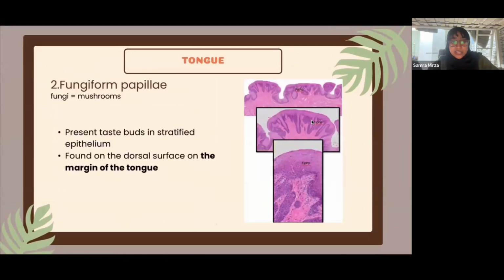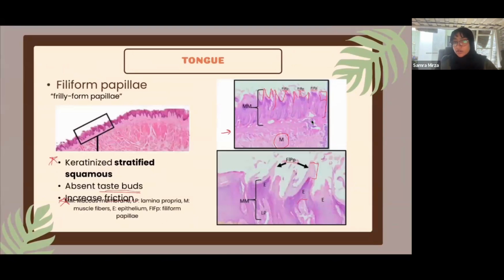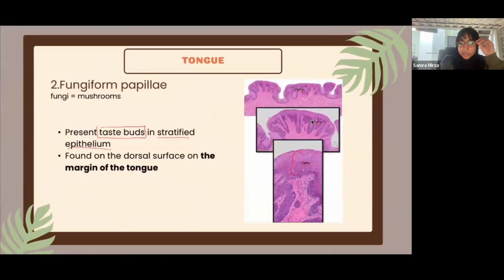This one's fairly easy. We know fungi are like mushrooms, so this one has a general mushroom shape. If we start from the mucosa, we have the epithelium, a stratified epithelium, the same as the one before. What's different from the last one is that we have the taste buds. If you remember, the last one didn't have any taste buds, but here we have the appearance of the first taste buds.